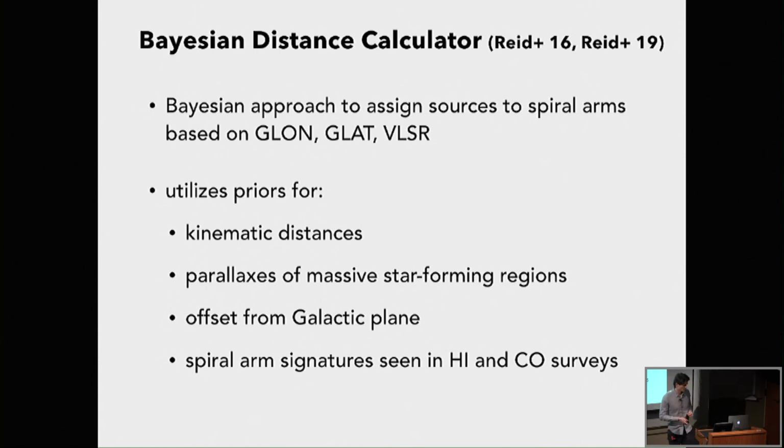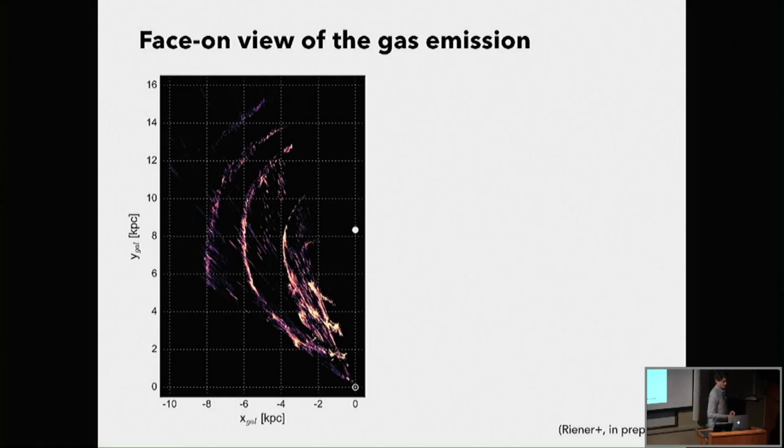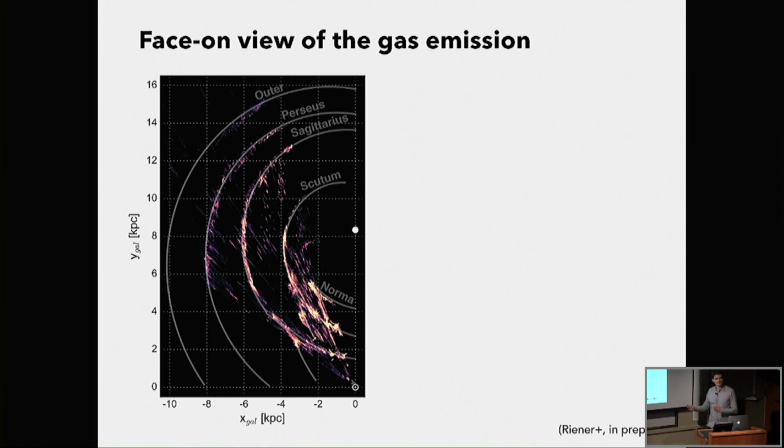I won't go into too many details, but I'll show you here some results from a test run. This is the outcome with the default settings, when I plug all my PPV data points from the Gaussian decomposition into the Bayesian distance calculator tool. In this view, you can see that in the default settings the prior that we gave it for the spiral arm information has a really strong effect. So the emission is really heavily biased towards spiral arms.